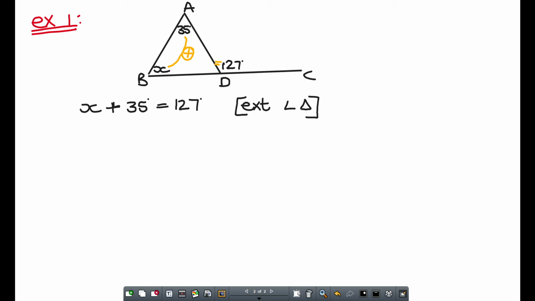Okay, so now from there it's like normal solving the equation. So let's take that 35 over. So it would be 127 minus the 35. So X would be... 92, well done. 92 degrees, good.